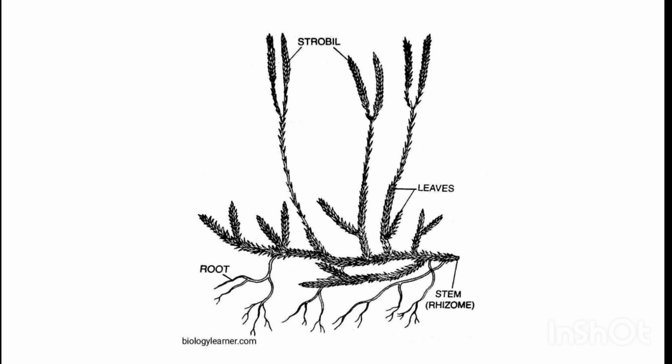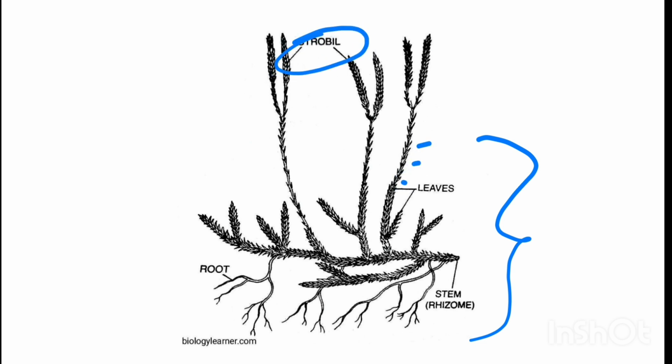Okay, next. This is the diagrammatic representation of the sporophytic plant body. These are small leaves, strobili. Strobili means a group of sporangia, or cone. Then the horizontal stem called rhizome, and root.